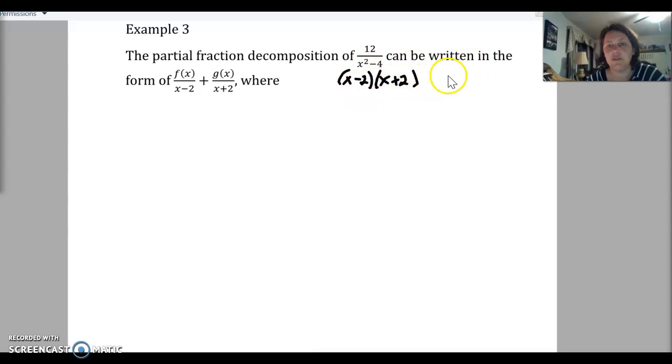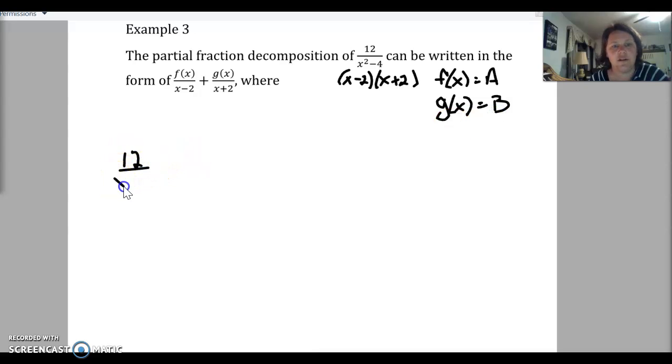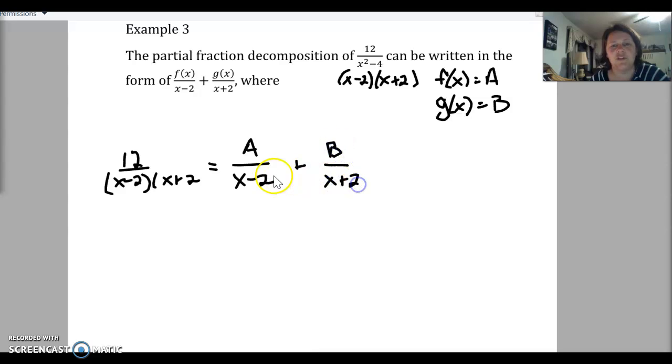So these are both nice linear factors. So we're going to say that f of x is equal to a and g of x is equal to b. So now let's go ahead and write out our equation. We have 12 over x minus 2, x plus 2, and that is equal to a over x minus 2 plus b over x plus 2. So what we're doing is we just want to split up these fractions. That's all that we're doing. Let's split up the fractions and figure out what the numerators would be if we had to split these fractions apart.